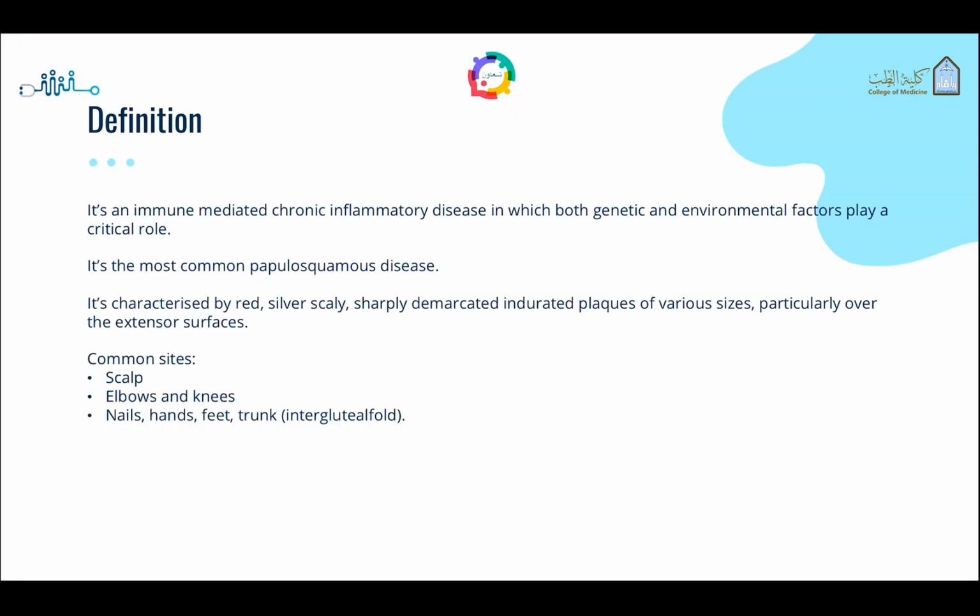First, psoriasis is an immune-mediated chronic inflammatory disease in which both genetic and environmental factors play a critical role, so it is multifactorial. It is the most common papulosquamous disease and is characterized by the development of red, silvery scaly, sharply demarcated plaques. They're usually on the extensor surfaces. The common sites include the scalp, elbows and knees, as well as nails, hands, feet, and trunk.